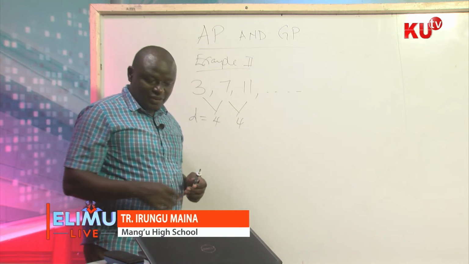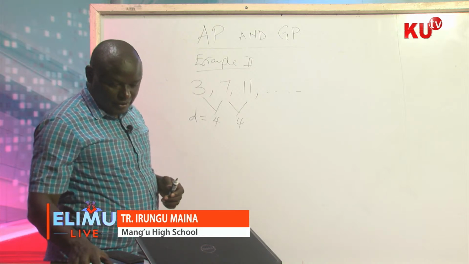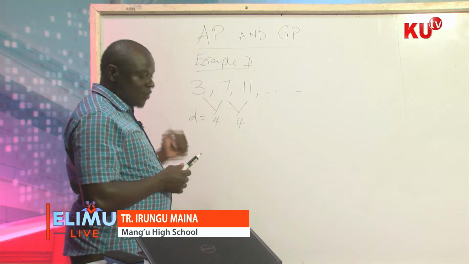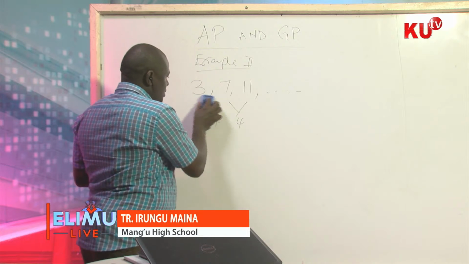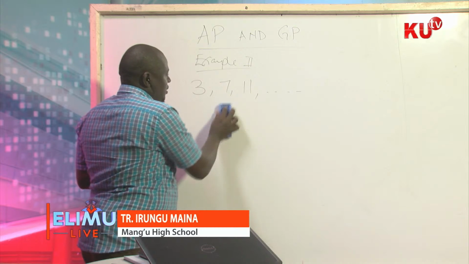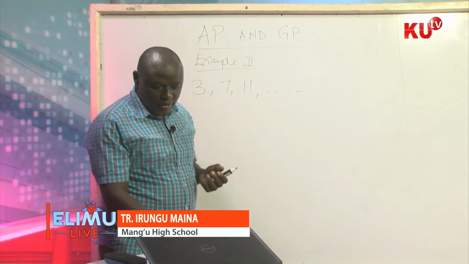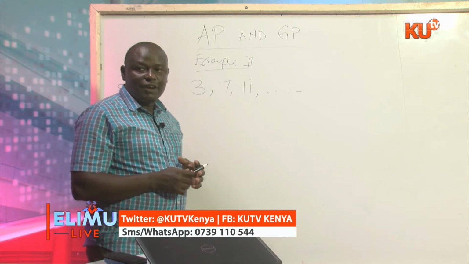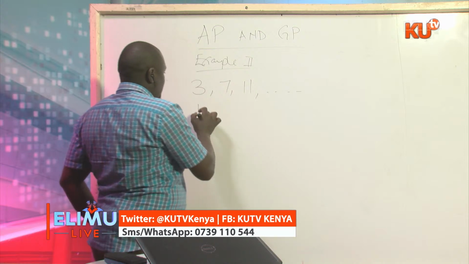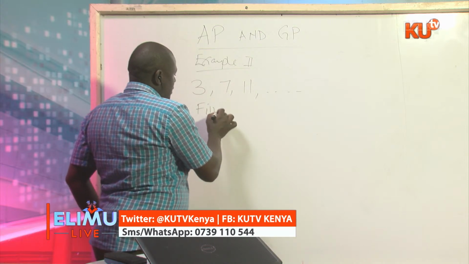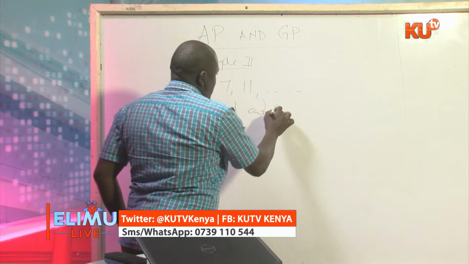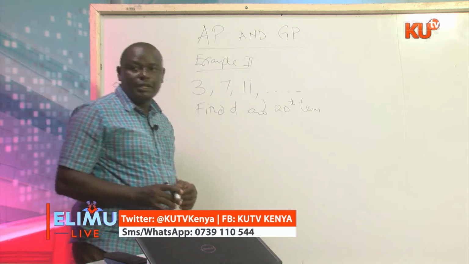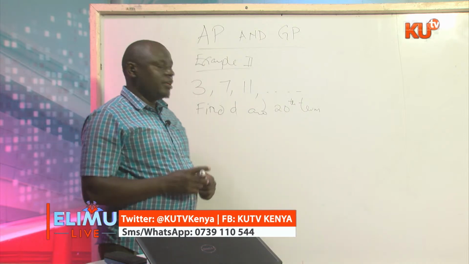If it's an AP, how do we go about it? Now let me bring in the question, because I had not written the question. I just listed the sequence. They want us to find the common difference, find d, and the 20th term. We want to find d, and then we find the 20th term.